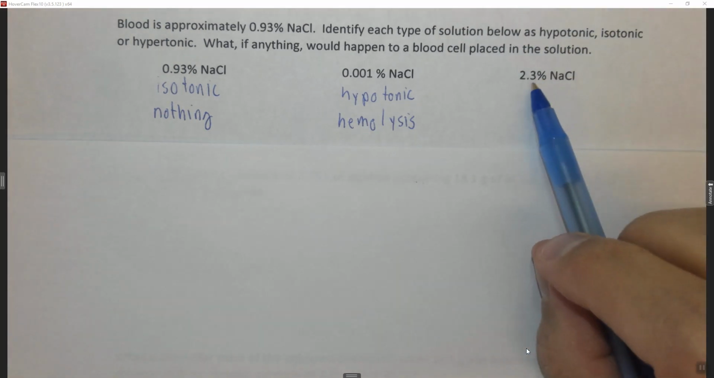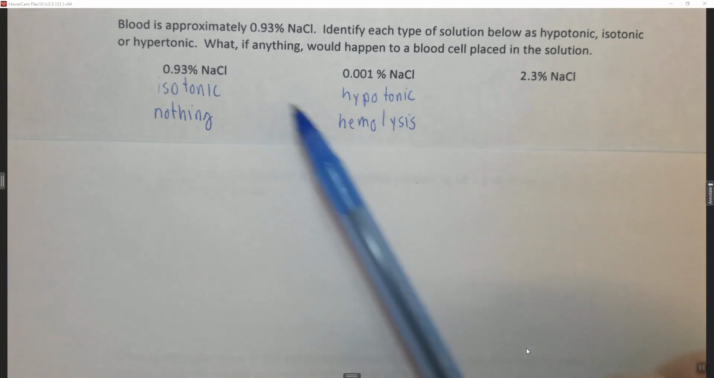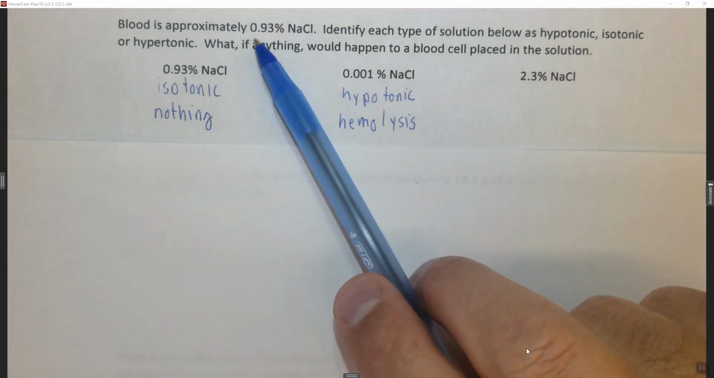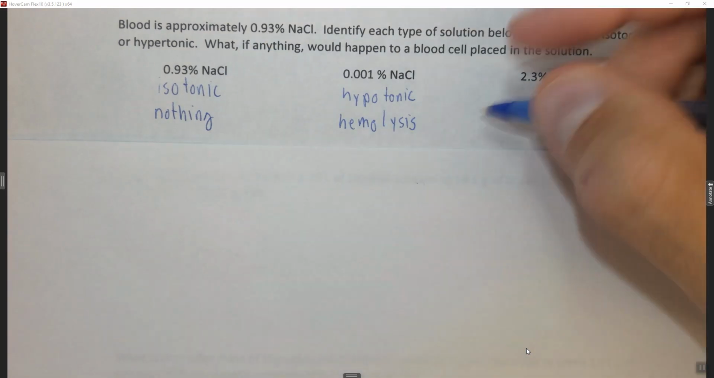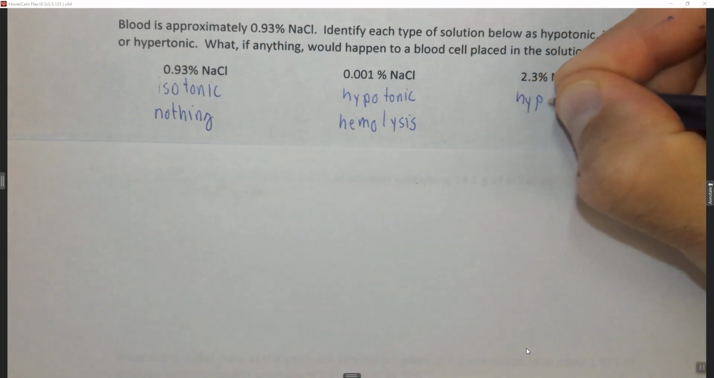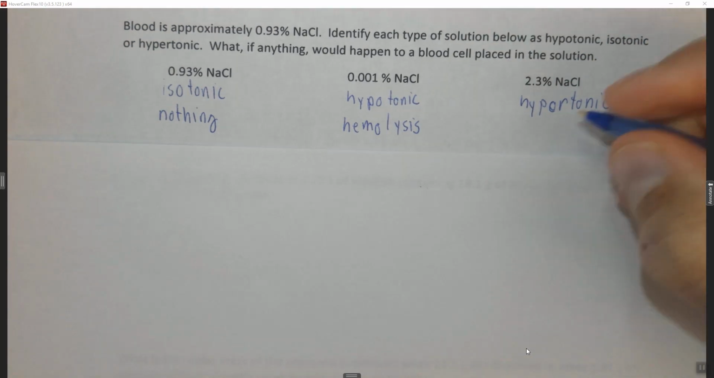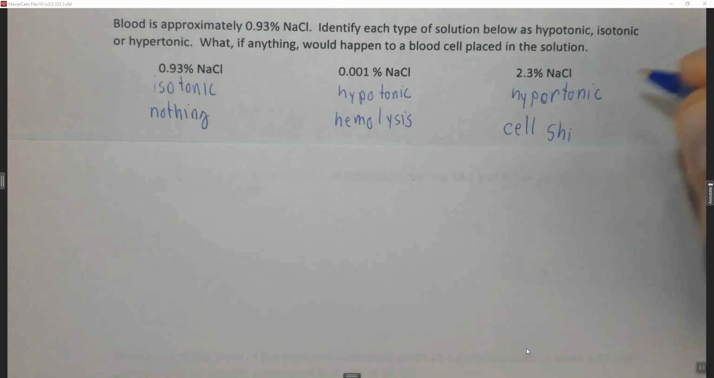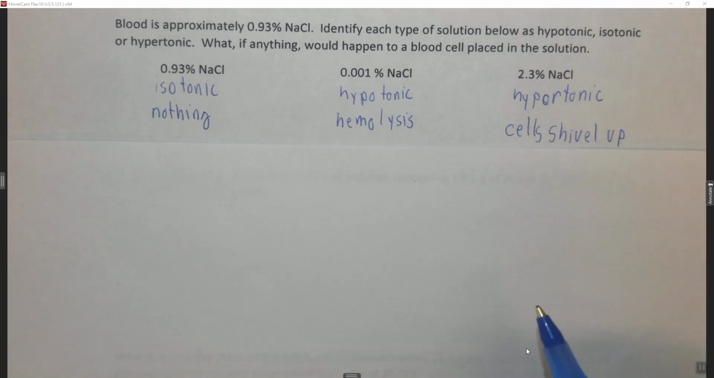Now this last solution has a higher concentration of NaCl, which means that the water would actually have a higher osmotic pressure in the cell, and it would tend to try to dilute this. Said another way, the water would rush out of the cell. This is called a hypertonic solution. And if you do that, the cell will shrivel up because the water is rushing out.